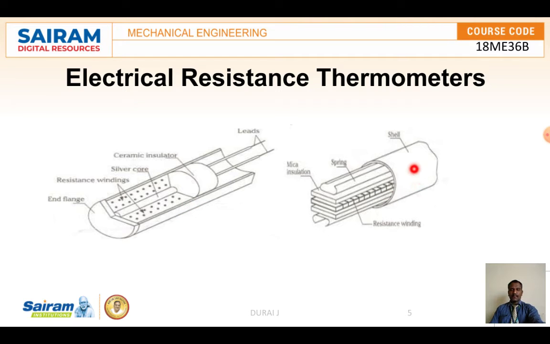Same like here, there is one housing, that is the cell housing, and the resistance winding is placed in the middle. Springs are provided at the top, and mica insulation is provided around the resistance windings. Ceramic insulator is also provided surrounding the resistance windings. Centrally it is made up of a core. Leads will be connected over here, and the leads are connected somewhere else in the same way. So this is about the drawings of this one.